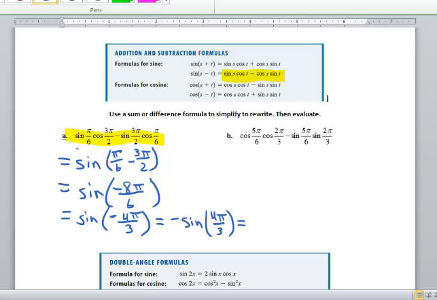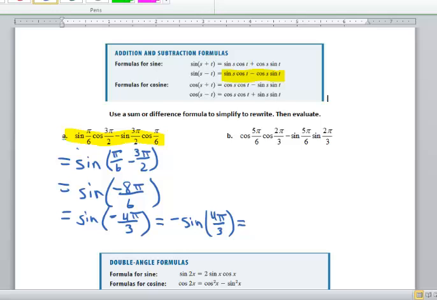Now you might say, well, why didn't you just evaluate it at the beginning? Well, if I evaluated it at the beginning, it was going to be a more complicated calculation, because I was going to have to plug in values for the sine of pi over 6, the cosine of 3 pi over 2, the sine of 3 pi over 2, and the cosine of pi over 6. So it might have been a little bit more of a lengthy process, whereas here I've boiled it down to a single trig function. It's really the negative sine of 4 pi over 3.